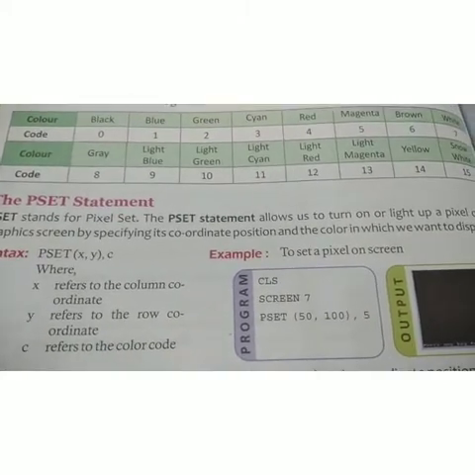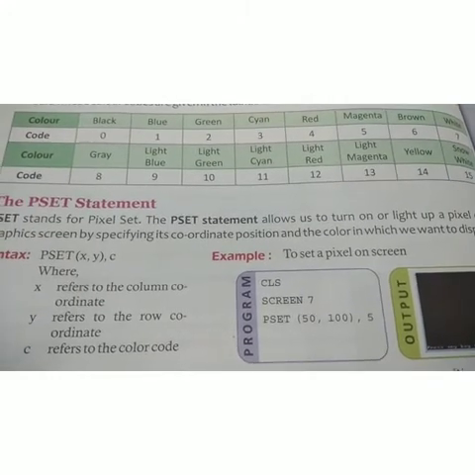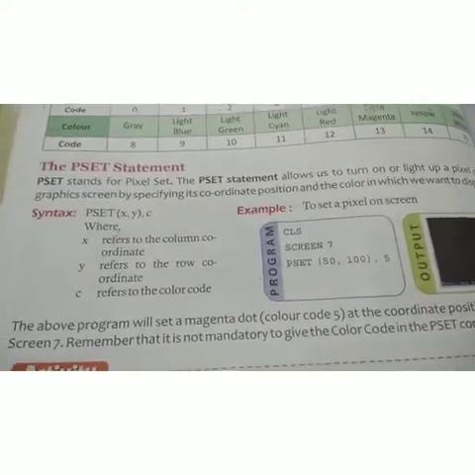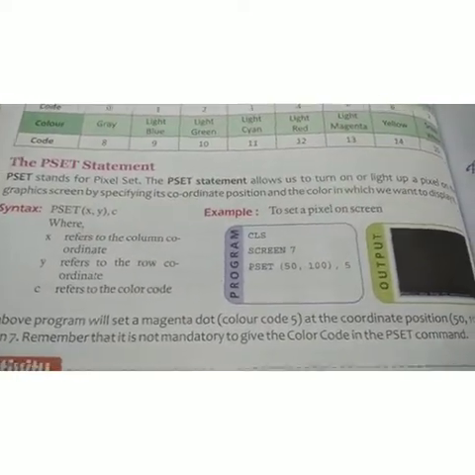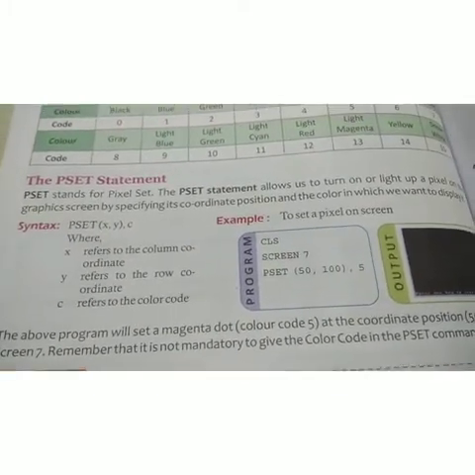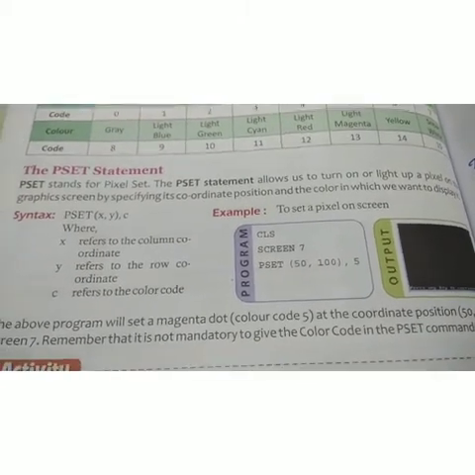And an example is already given: CLS, SCREEN 7, PSET (50, 100), 5. Now see the output, then press any key. Now next, the above program will set a magenta dot, color code 5, at the coordinate position 50, 100 on screen 7. Now remember that it is not mandatory to give the color code in the PSET command.